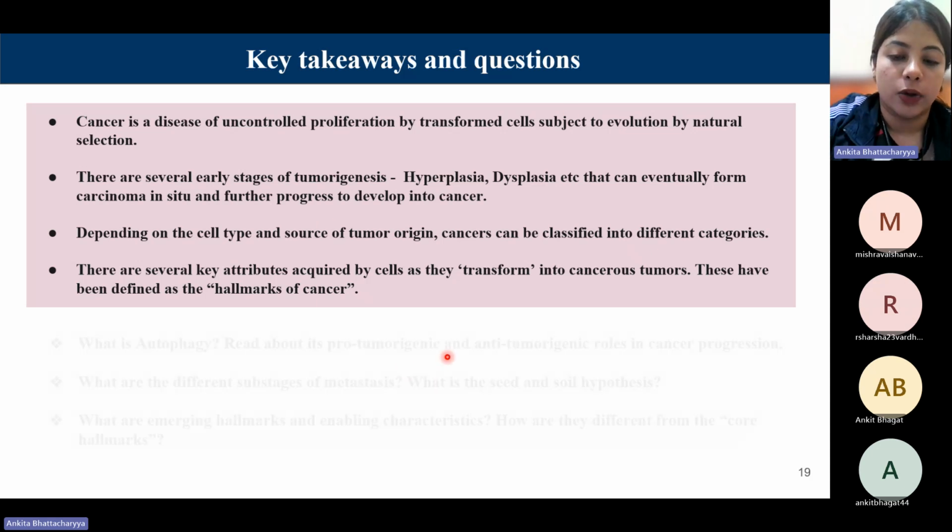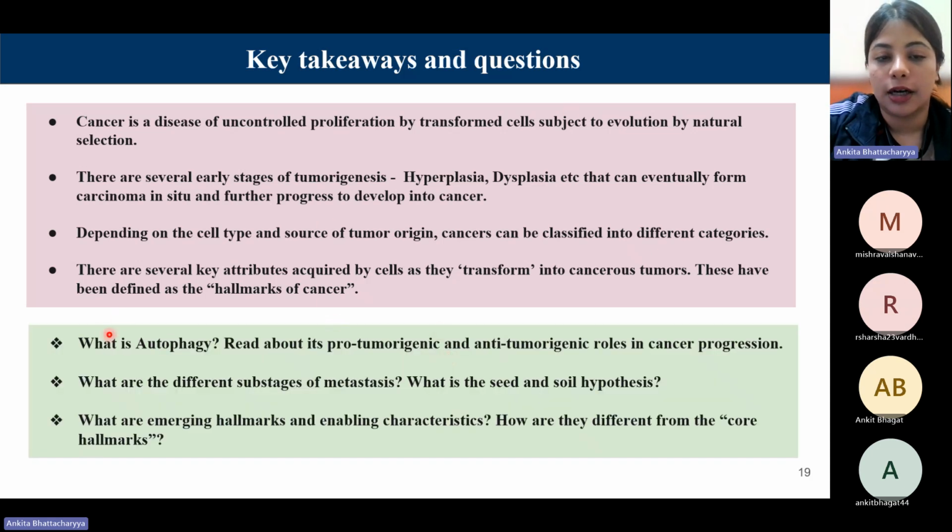I also want you to read about a few questions that I've already mentioned during the class itself. What is autophagy? Read about its pro-tumorigenic and anti-tumorigenic roles in cancer progression. What are the different substages of metastasis? I just mentioned it. I did not go into detail because I want you to read about it, and we will certainly discuss it.